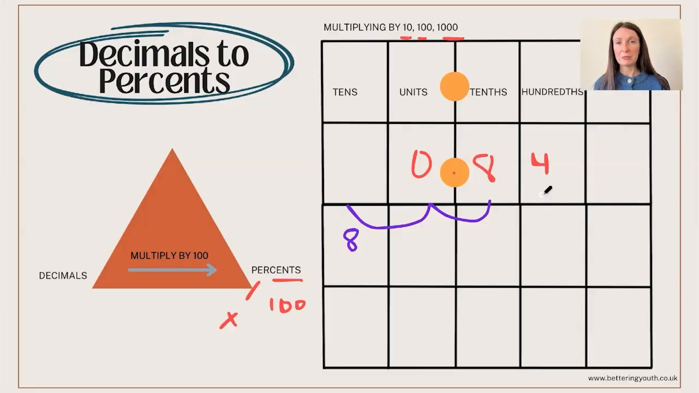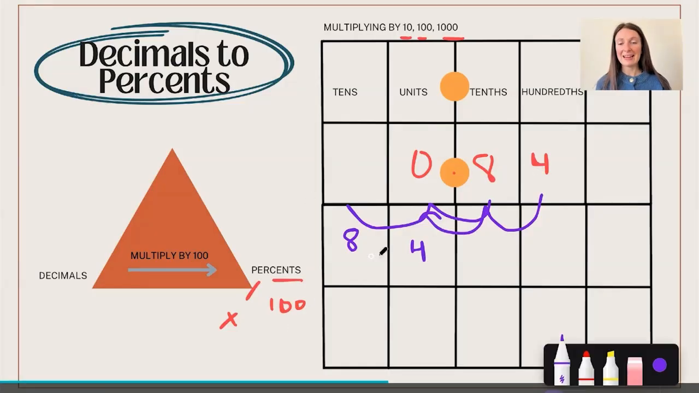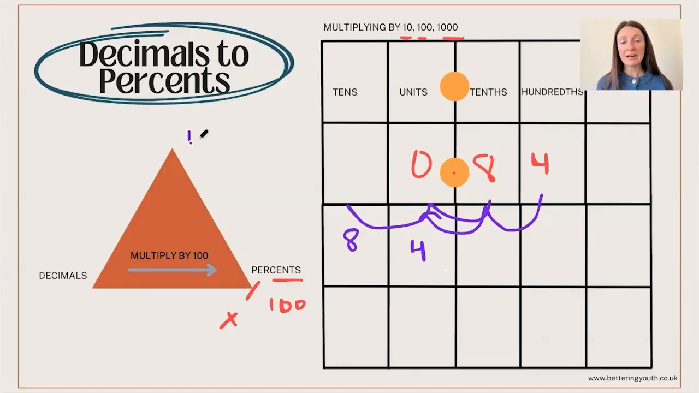I'll go over to my hundredths column where the 4 is. I grab that 4, moves past the tenths column, past the decimal, and into the units, landing in the unit or the ones column. So 0.84 times 100 is 84. This shows us that 0.84 converted to a percent is 84%.